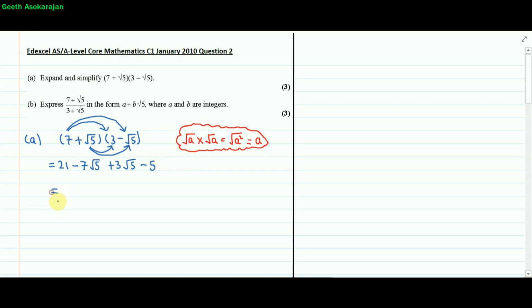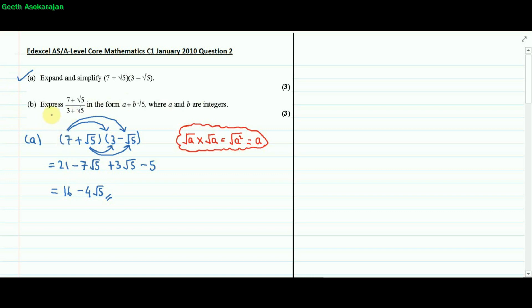So let me add the like terms. So 21 minus 5. 21 minus 5 is 16. And minus 7 root 5 plus 3 root 5 is minus 4 root 5. And then we're done. So this should be the solution to part A.